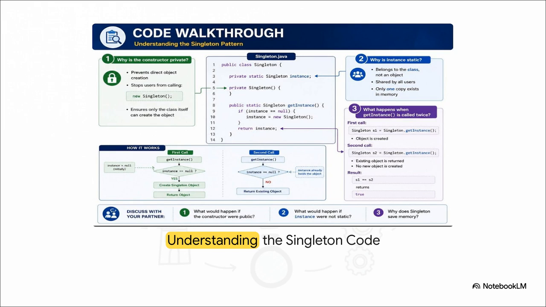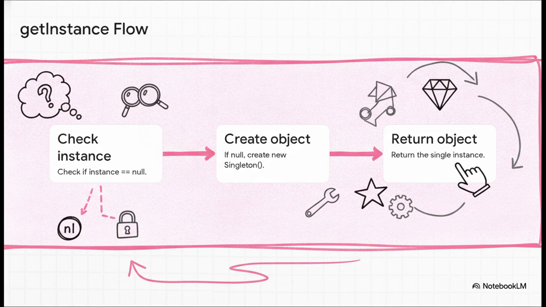Now, because it's static, it belongs to the class itself, not to any individual object. That ensures there is exactly one slot in memory holding our precious object. So if nobody can use the new keyword, how do we actually get the object? Well, we use a public method, usually called getInstance.